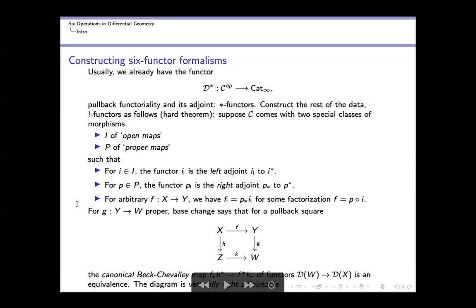So this is the power of this construction theorem: you ask for these two classes of maps. You ask that the open maps have left adjoints, the proper maps have right adjoints, and you ask that certain maps that are canonically given to you are equivalences. So you only have to check some things. And the hard theorem is that in this case, you get all this data of a six-functor formalism. That's the magic of this construction.